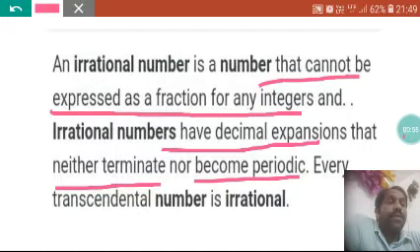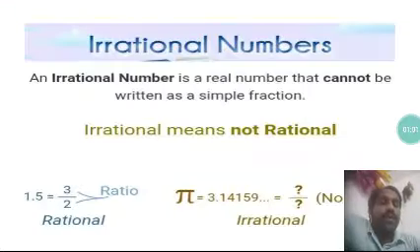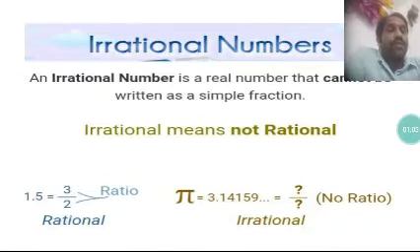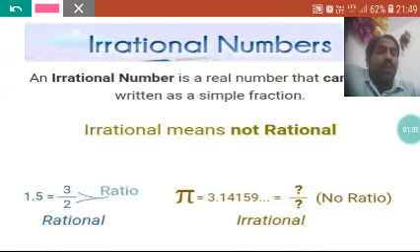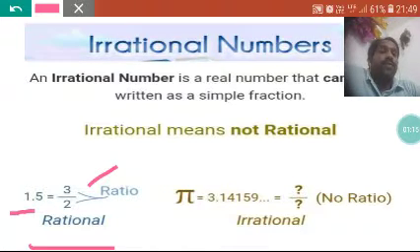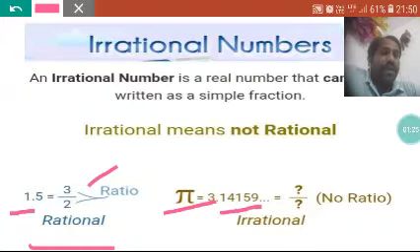Here are some definitions. See, 1.5 has a decimal expansion, but it is a ratio also, and it is rational. But pi, whose value is still being searched, is neither terminating nor repeating. You have learned about recurring decimals also, so you know that this is not a rational number.